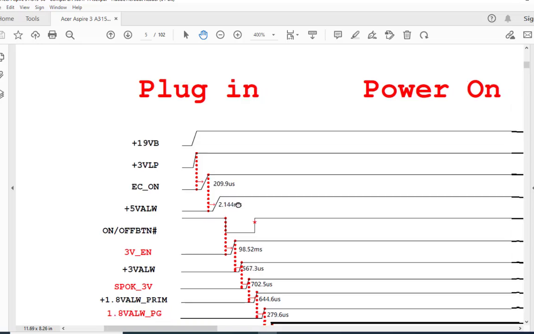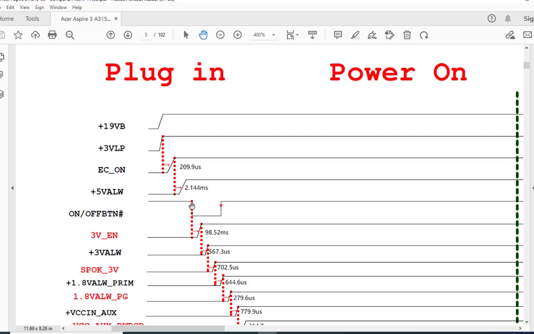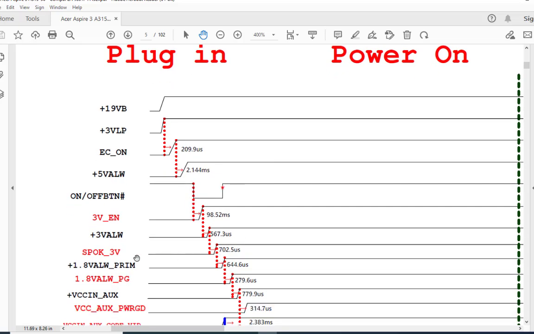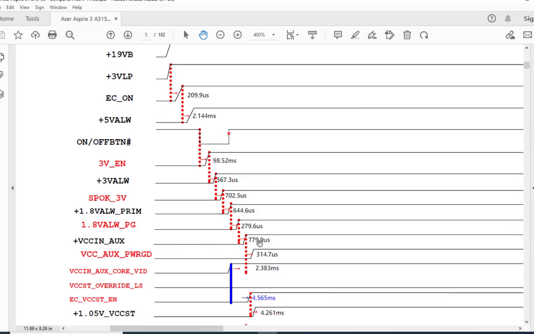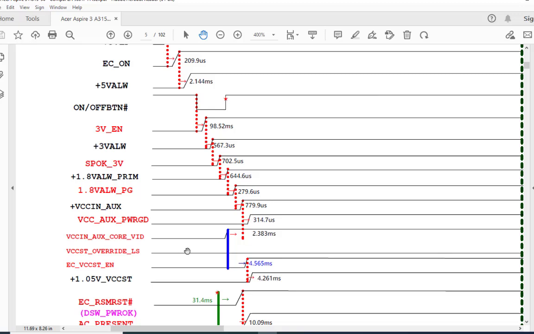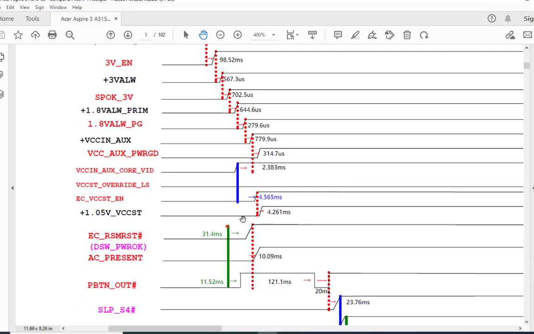and here the system will wait for the power button to be pressed. So here is my on/off switch. Once I press the on/off switch, the 3 volt enable signal will be generated by the SIO, then the 3 volt always voltage will generate, and then the SPOK signal will be generated, then 1.8 voltage will be enabled, 1.8 volt power good, then VCC aux, then VCC aux power good, then VCC in, that is the CPU core voltage, CPU core VCCST power good, then 1.05.